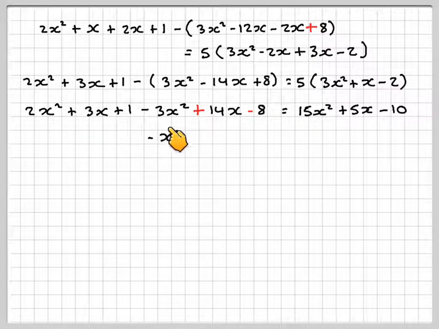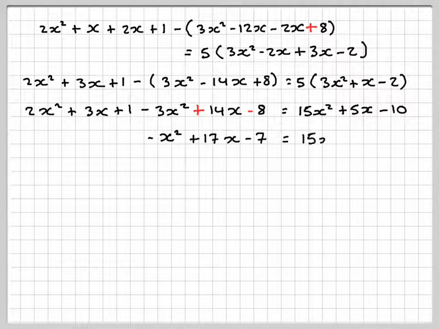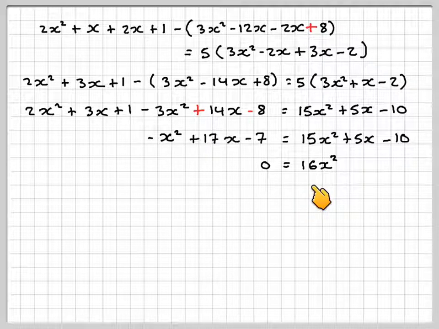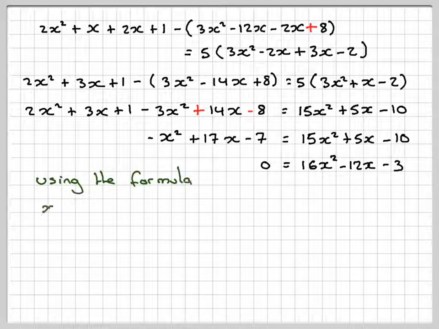Right, so 2x squared minus 3x squared is minus x squared, so collect together like terms. 3x plus 14x gives me 17x, and then 1 minus 8 gives me minus 7. On this side, we've still got 15x squared plus 5x minus 10. Notice I have not done too much in one go, so adding x squared, we're going to get 16x squared. Taking 17x from 5x, we're going to get minus 12x. And then adding 7 to minus 10, we're going to get minus 3. This is a quadratic, which we will need to solve using the formula.